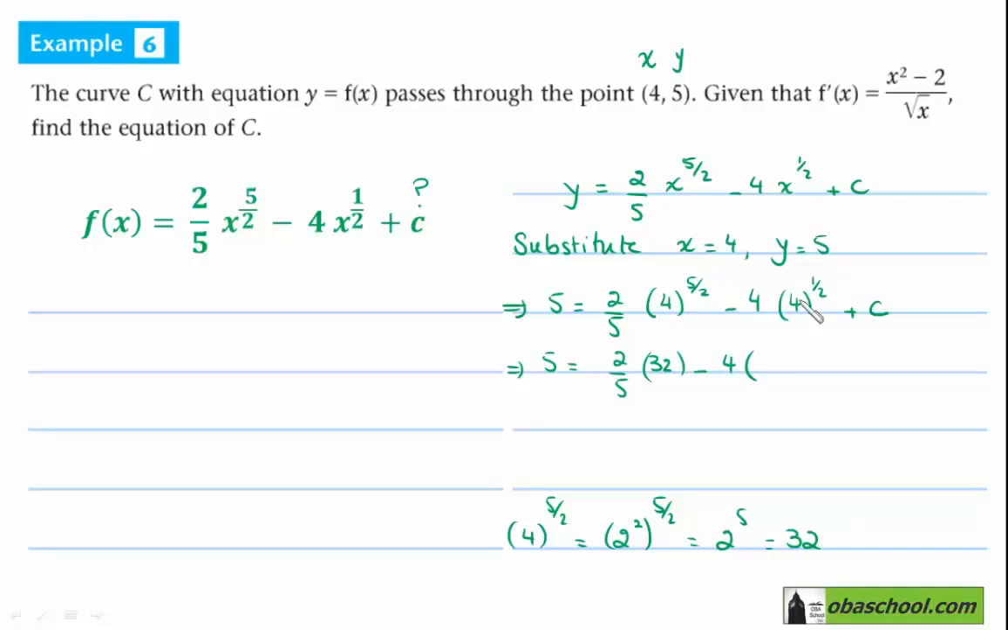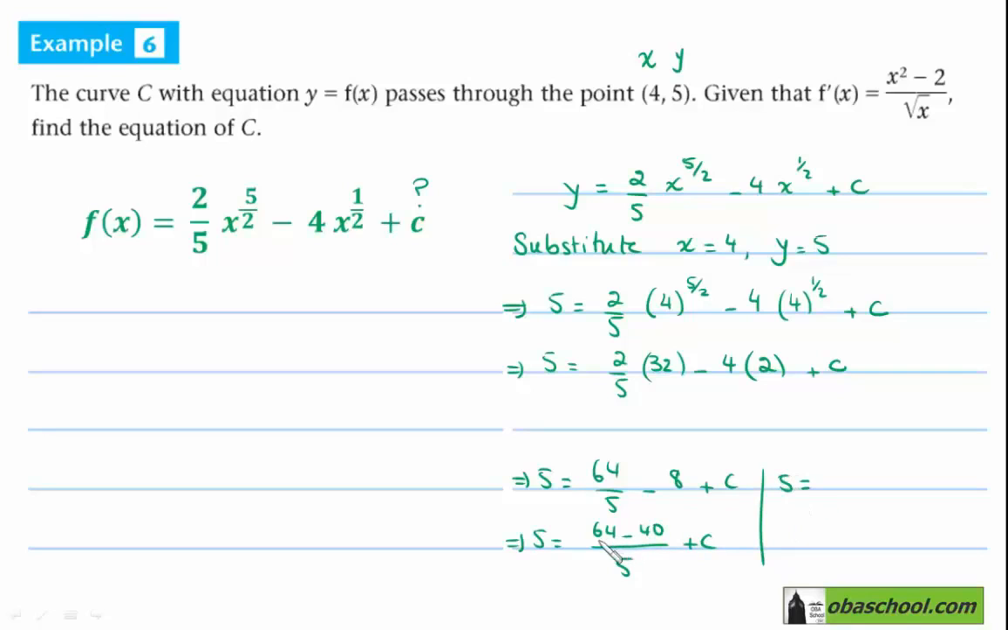Then we substitute 32, minus 4 multiplied by 4 to the power half. 4 to the power half is the same as 2 squared to the power half, which is equal to 2, plus the constant. Now we continue with mathematical calculation. So 5 is equal to 2 over 5 multiplied by 32, which is 64 over 5, minus 8 plus the constant c. Then 5 equal, we take common denominator 5, so it's 64 minus 40 over 5 plus c, the constant. Now we can say 5 equal to 24 divided by 5 plus the constant c.